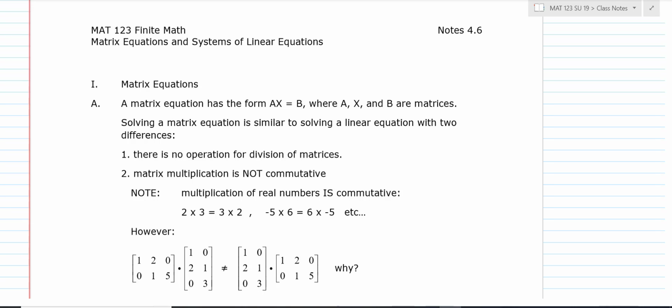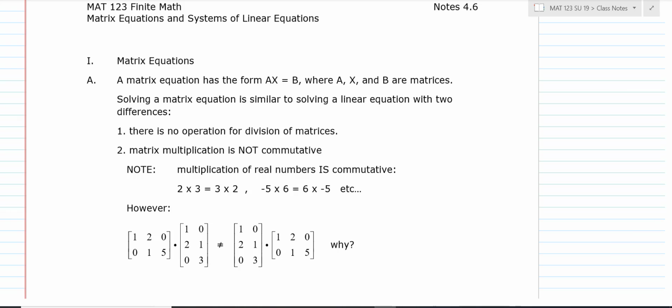Okay, finite math students, we're going to start into 4.6. What we're going to look at to begin with is what we call a matrix equation. And this kind of goes like this. We're going to look at a matrix equation that has this form, AX equals B. Okay, and all of these things are matrices.